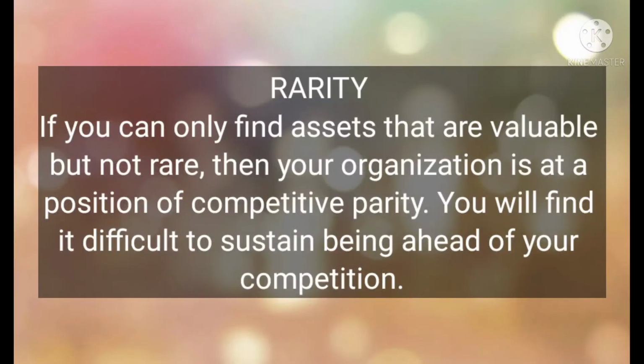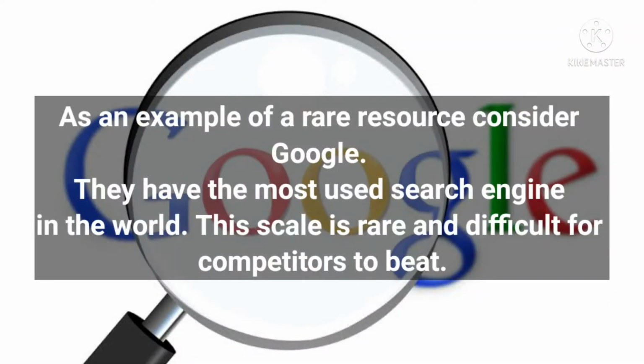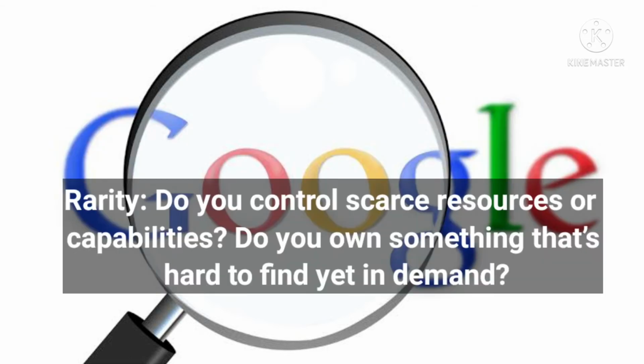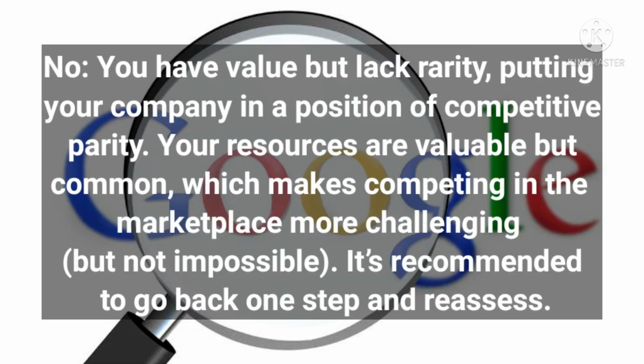Rarity. If you can only find assets that are valuable but not rare, then your organization is at a position of competitive parity. You will find it difficult to sustain being ahead of your competition. As an example of a rare resource, consider Google. They have the most used search engine in the world. This scale is rare and difficult for competitors to beat. Do you control scarce resources or capabilities? Do you own something that's hard to find yet in demand? If no, you have value but lack rarity.